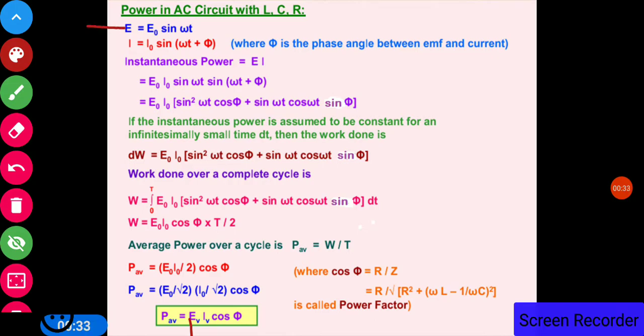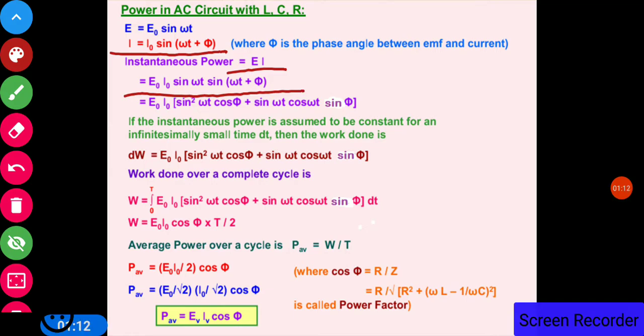Now, when E is equal to E naught sin omega t is applied to an LCR series combination, then the current in the circuit is given by I is equal to I naught sin(omega t plus phi), where phi is the phase angle between EMF and the current. Instantaneous power, we know that the expression for the instantaneous power is equal to E into I. So to get the instantaneous power, let E is equal to E naught sin omega t and I is equal to I naught sin(omega t plus phi), multiply it, we get the expression E naught I naught sin omega t sin(omega t plus phi).